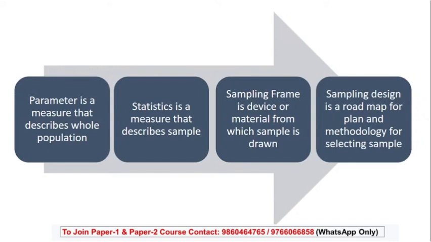So I hope you remember, just now we have done it properly. When we talk about sampling frame, it is a device or a material from which the sample is drawn. From the sampling frame, we draw what? We draw the sample. Whereas sampling design, you can also call it research design, is nothing but a roadmap for your research in the form of your planning, in the form of your methodology, as well as selecting your sample.